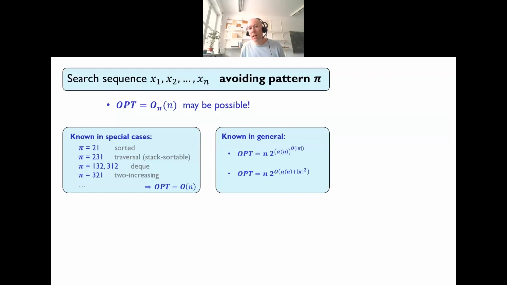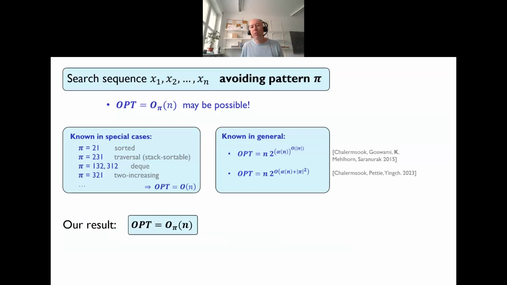Okay, and something is known in general, so it's known that this optimum is almost linear. So it's n times this function which depends on α(n), the inverse Ackermann function. So it's not quite linear, but it's almost linear. So these were shown in recent years. And I should mention that these results hold for online algorithms.